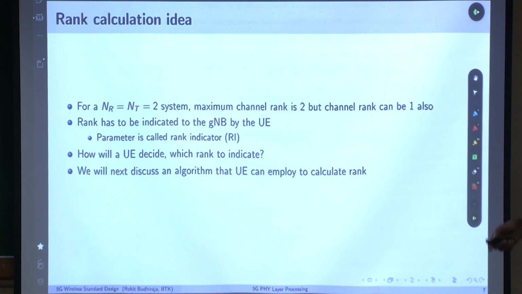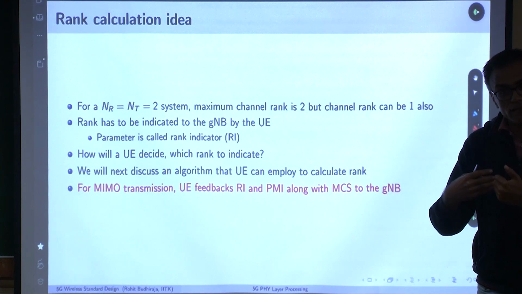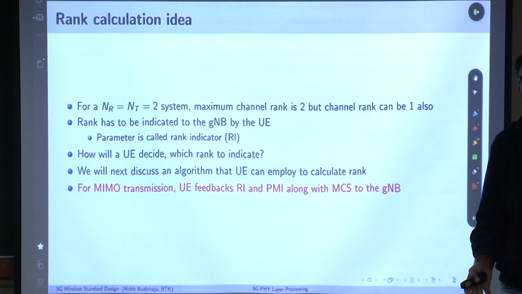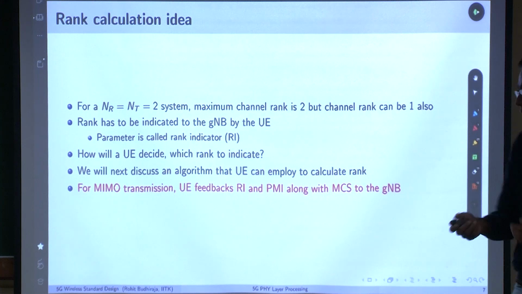Then what will happen with this information is that the UE has to feed back RI, it will feed back PMI, it will feed back MCS to the gNodeB. This always needs to be fed back because of the way 5G or 4G systems were designed, the base station always has multiple antennas. So whenever the control information is sent by the user to the base station, these 3 parameters will always be sent because there is always a MIMO transmission.